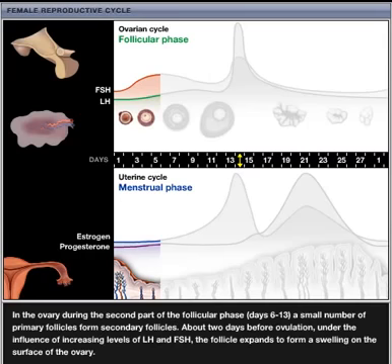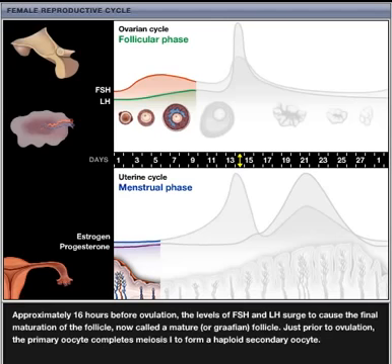In the ovary during the second part of the follicular phase, days 6 to 13, a small number of primary follicles form secondary follicles. About 2 days before ovulation, under the influence of increasing levels of LH and FSH, the follicle expands to form a swelling on the surface of the ovary.